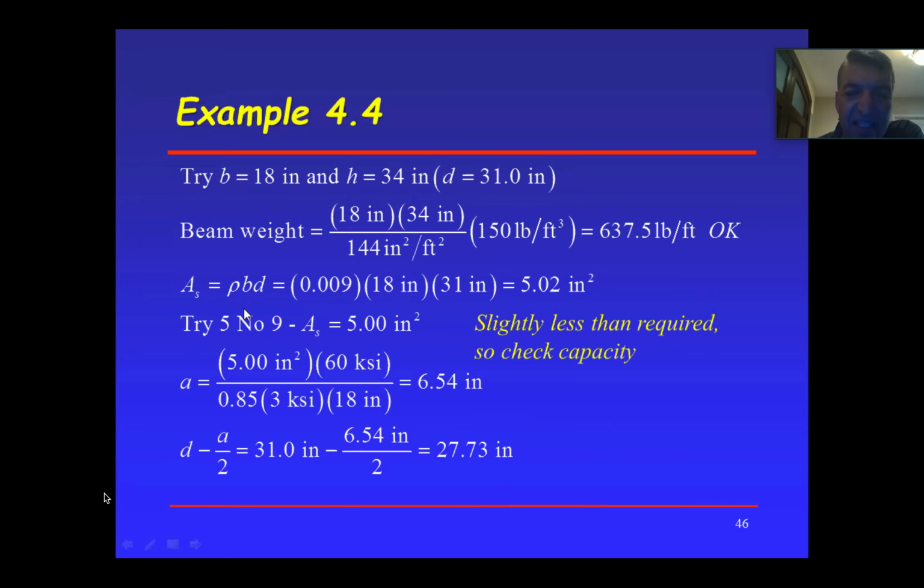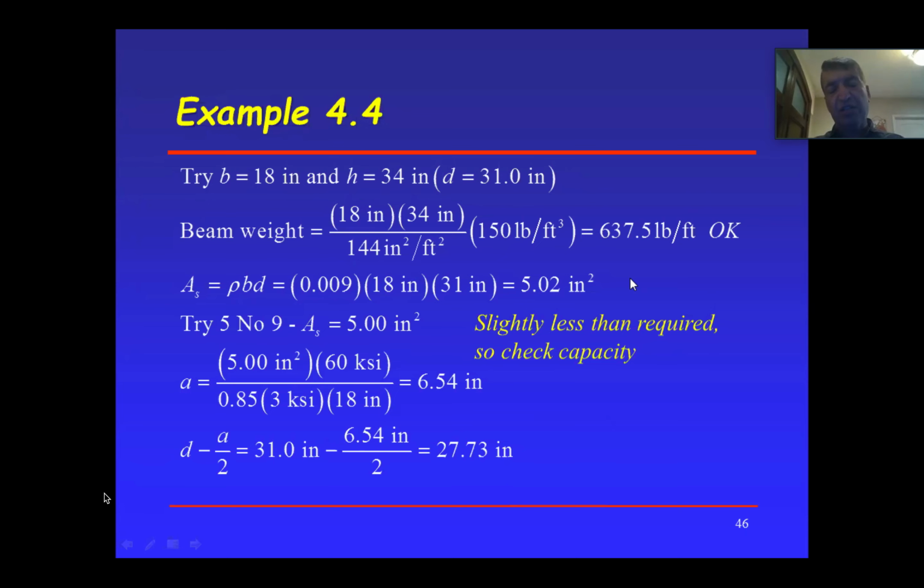So now I can say AS equal rho BD. Rho is 0.009, B is 18, and D is 31. This is the area of steel. Now you go to that table I showed you tonight for the group of bars. If you take 5 number 9 bars, your AS equal 5. Somebody could say, wait a minute, the AS is less than required. That's true, and you have to be very careful with that, and I'll show you what's going on. But somebody could say, it's only 0.02 inches square, it's not a big deal.